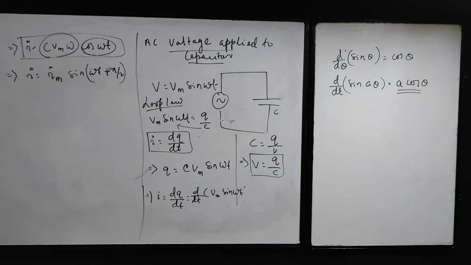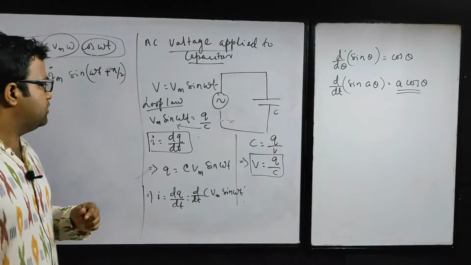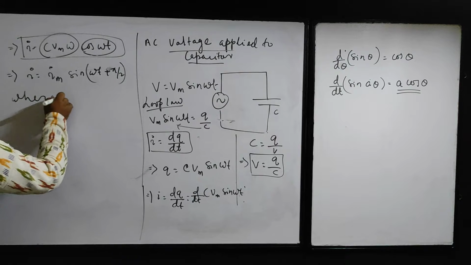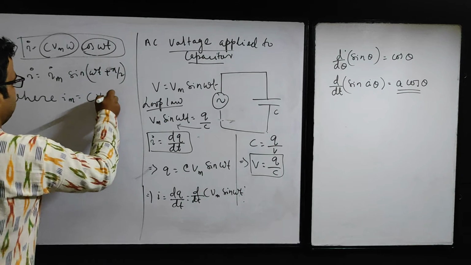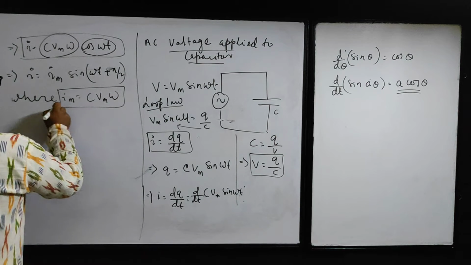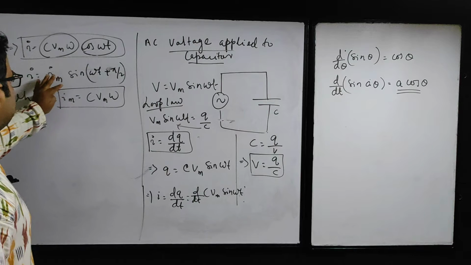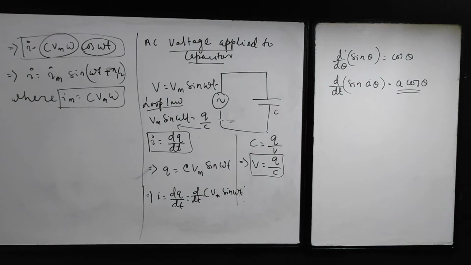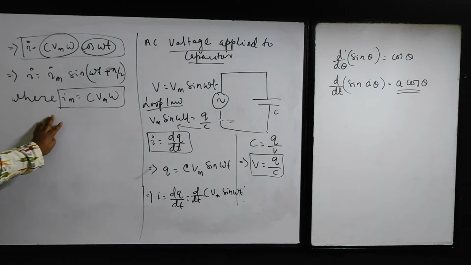Sine of 90 plus theta is cos theta, right? So I can write this, where Im equals C Vm omega, and sine omega t plus pi by 2. Any confusion here? I think there is no confusion here, right?